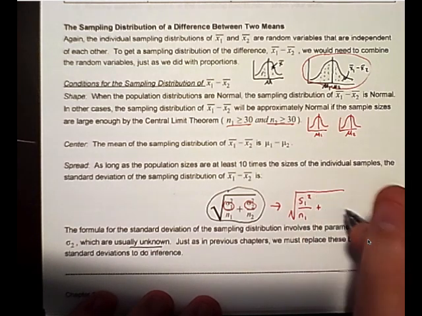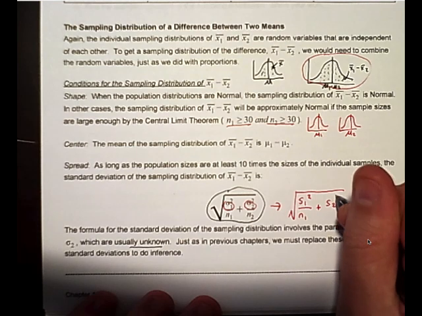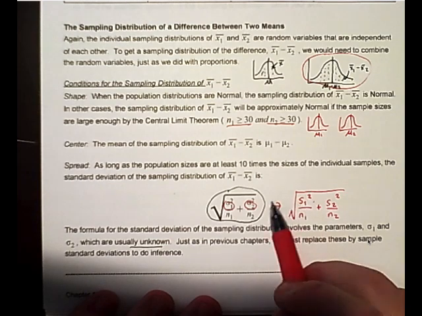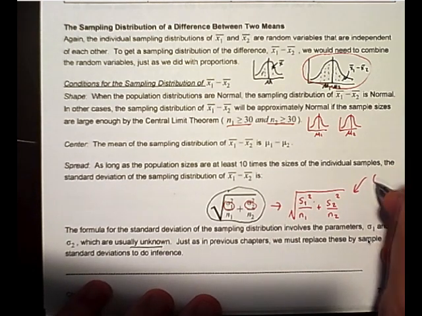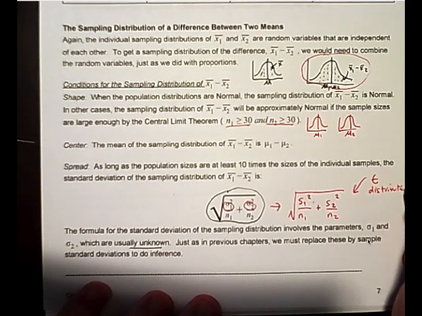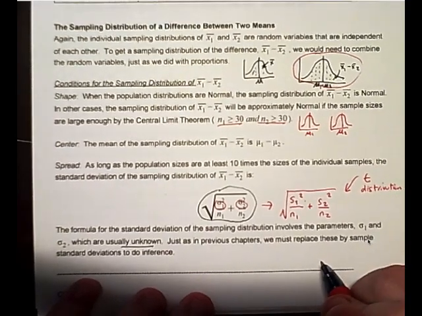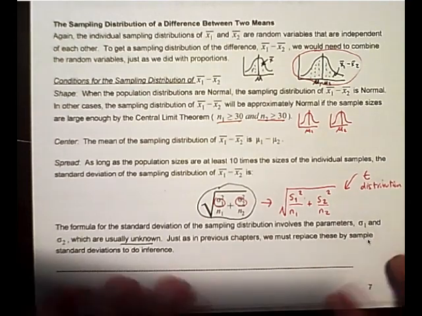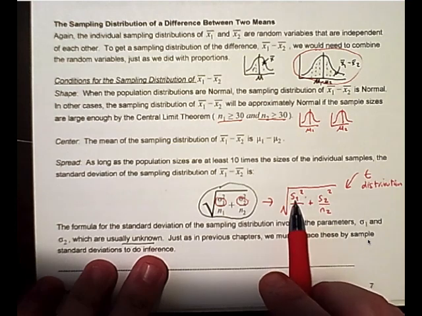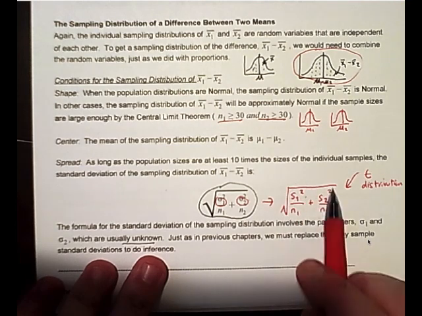All right. So just like before, if I have to use an S instead of a sigma, that keys me in that I have to use the T distribution instead of the Z distribution. So we have to replace these things with these things. So this would be considered a standard error.